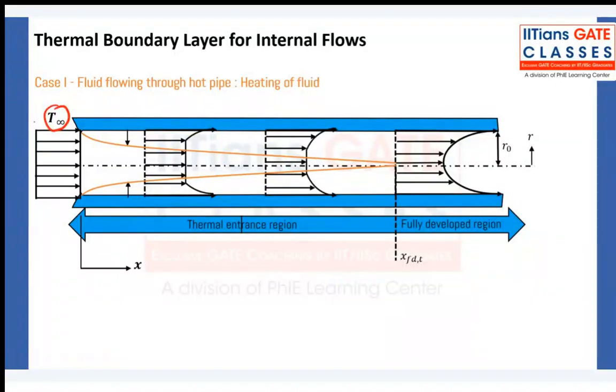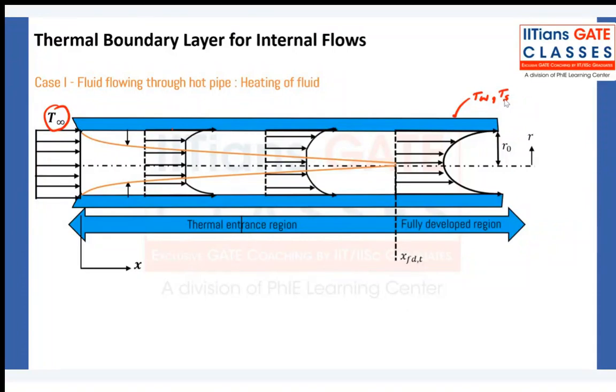Now as soon as it enters, it will take the wall temperature. Let's say wall or surface temperature, as I told you earlier. Sometimes you say wall temperature, sometimes surface temperature. Sometimes in a question or exam, they say TW or TS, surface temperature or wall temperature.